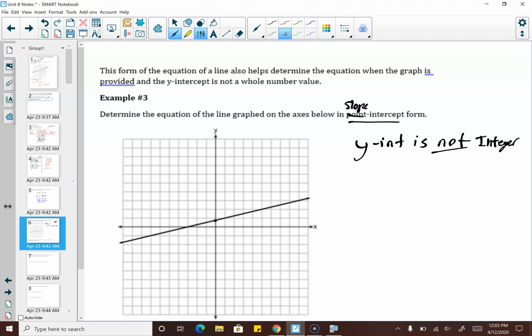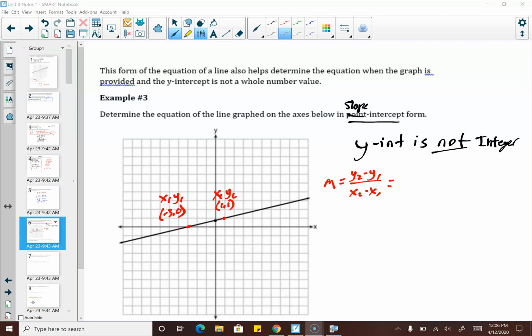So what we want to do is, we know we need our slope. So y2 minus y1 over x2 minus x1. Now, pick any 2 points that fall perfectly on the graph. So I'm going to pick that one, and then I'm going to pick that one right there. Okay, so my points there are -3, 0, and 1, 1. Okay, so x1, y1, x2, y2.